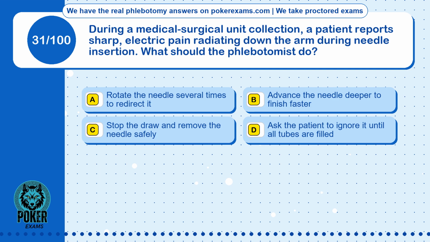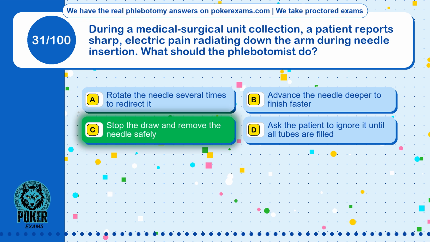Question 31. During a medical surgical unit collection, a patient reports sharp, electric pain radiating down the arm during needle insertion. What should the phlebotomist do? Option A. Rotate the needle several times to redirect it. Option B. Advance the needle deeper to finish faster. Option C. Stop the draw and remove the needle safely. Option D. Ask the patient to ignore it until all tubes are filled.